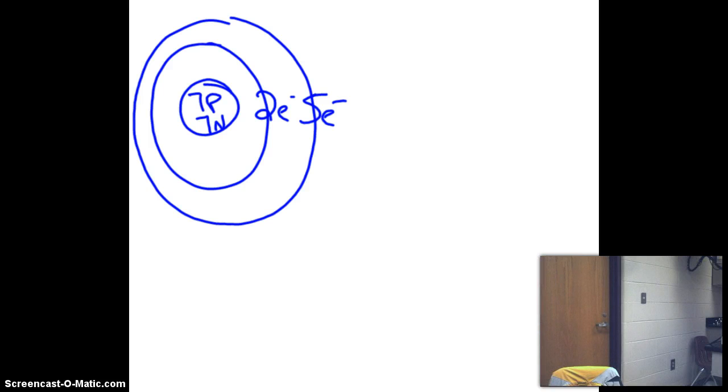Now here's what I want to get at. This is nitrogen. How physically big should I draw it if I were to go downward by one element below nitrogen in the periodic table? So if I were to go down one element, I would go down to phosphorus. Well, how would it be different?